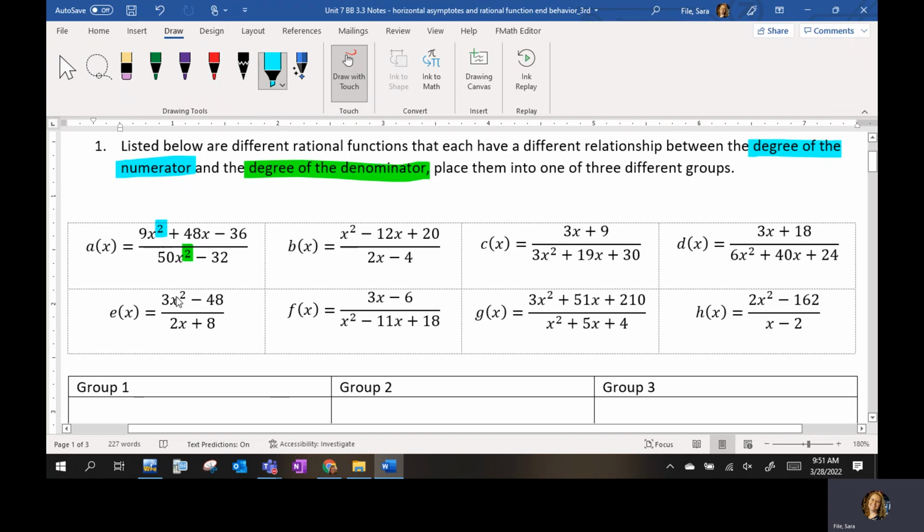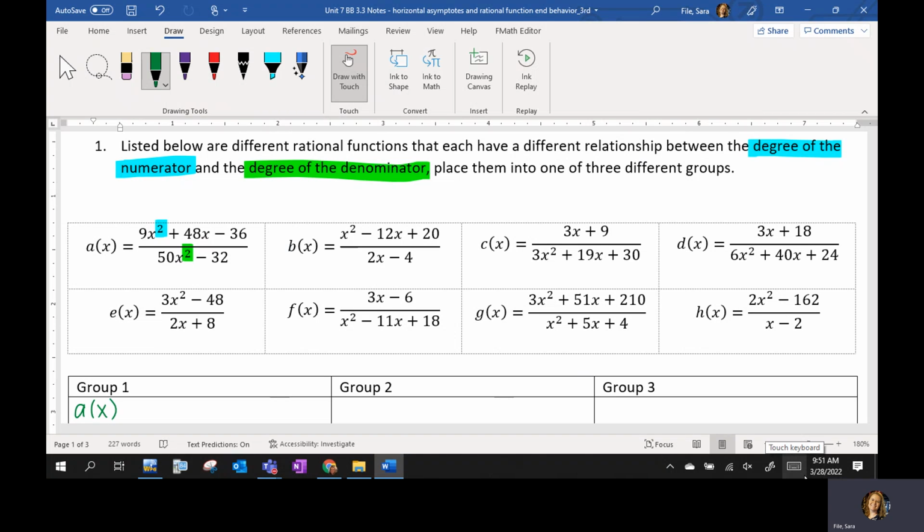Does that make sense? And you don't have to write the whole thing out. You can just write a of x, because they all have a different name. So I'm going to put in group 1, I'm going to put a of x. And then with it, I'll put any others that have that same relationship where those degrees are equal. Okay, so this one is the one where I'm writing the degrees are equal. Does that make sense? And then you'll have 2 other groups.